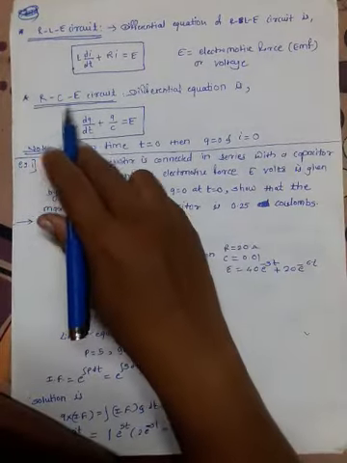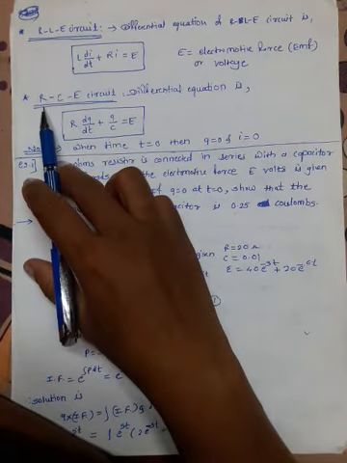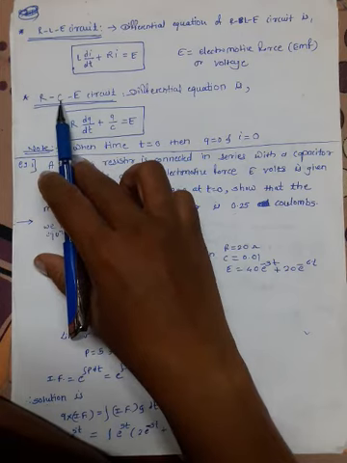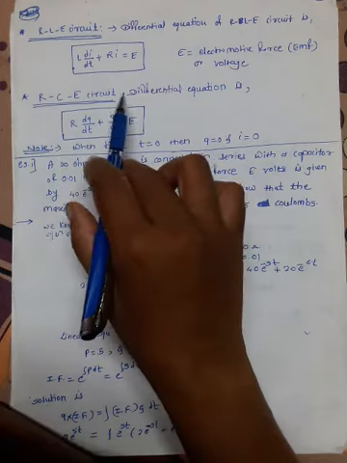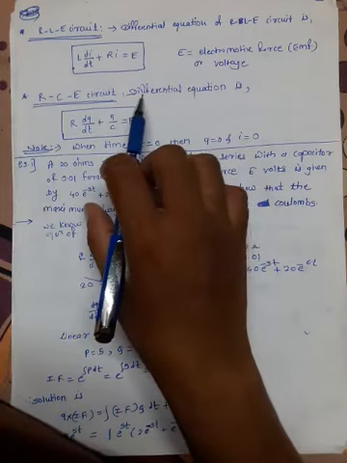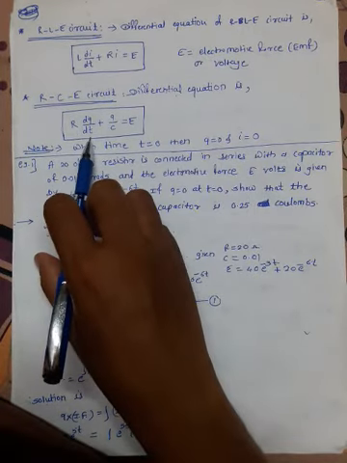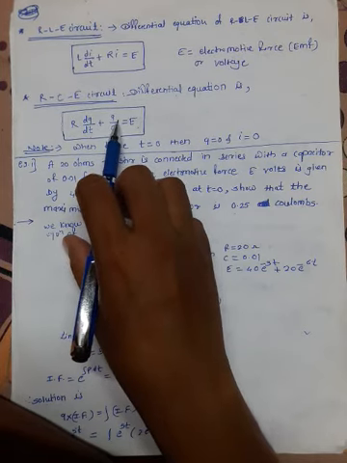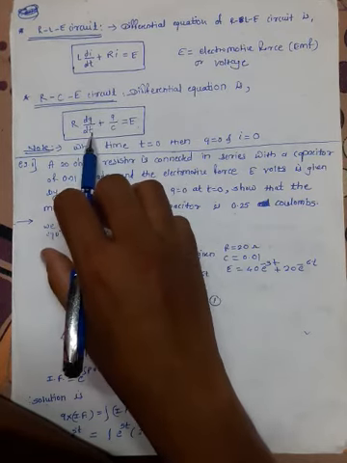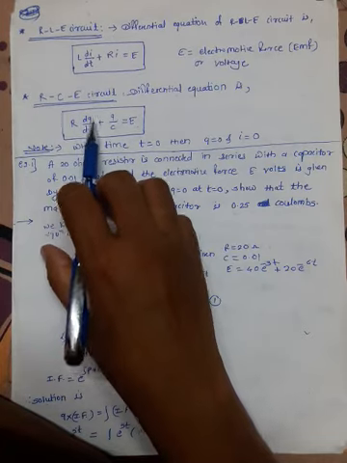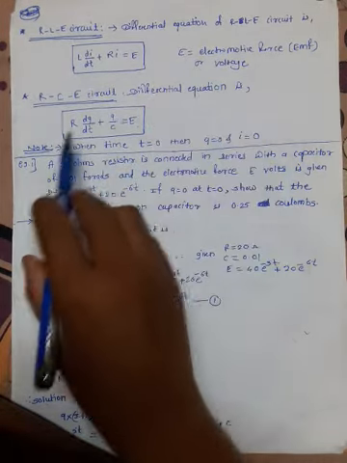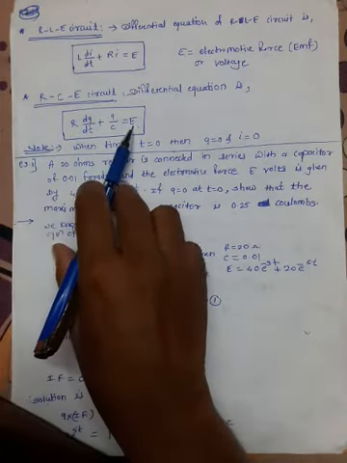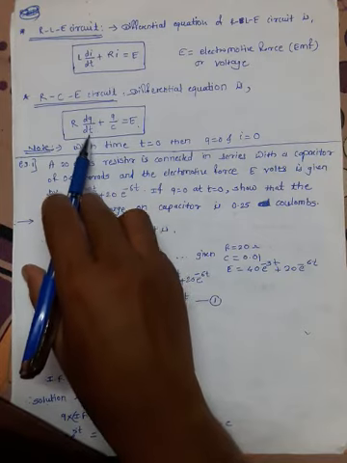Now similarly, an RCE circuit is a circuit which consists of a resistor, electromotive force, and a capacitor. The differential equation of such a circuit is given by R dq by dt plus q by C is equal to E, where q is the charge and t is the time. Small alphabets are variables and capital letters are constants. R, C, E are constants; q and t are the variables.